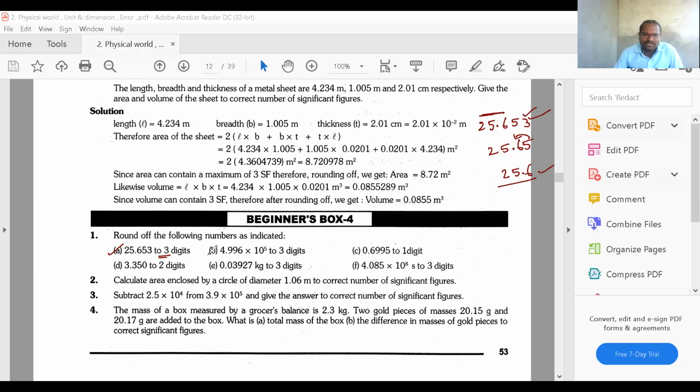Okay. Next, option B, you see: 4.996 into 10 to the power of 5. 3 digits you want.